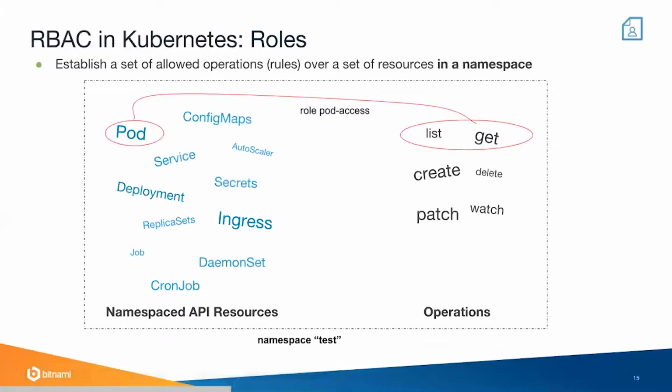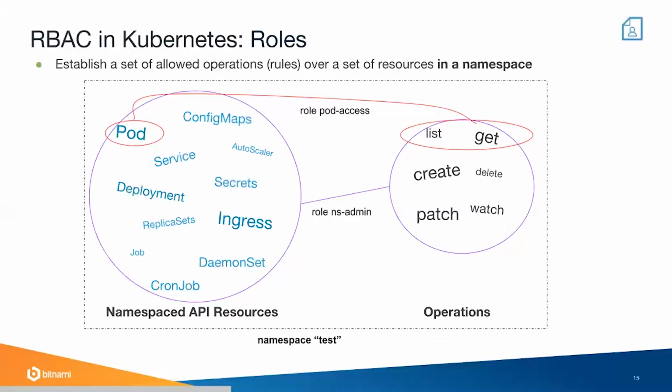So now let's go to the YAML really fast. But before that, maybe we may want to do any kind of operations over all of the resources in a namespace. That's also possible. And it will be, for example, called a role NSAdmin. So just two sets that we pick elements from each of them. So now, let's go to the YAML.